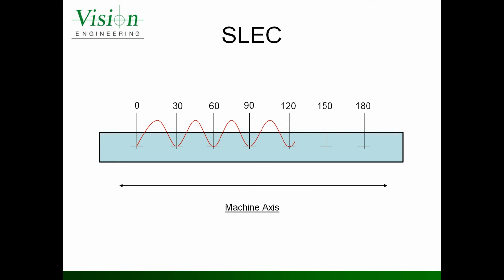As you can see, there are smaller calibration errors with SLEC, segmented linear error correction, than there are with LEC, linear error correction. The only drawback to segmented linear error correction is that it does not take squareness into account on machines with multiple measuring axes.